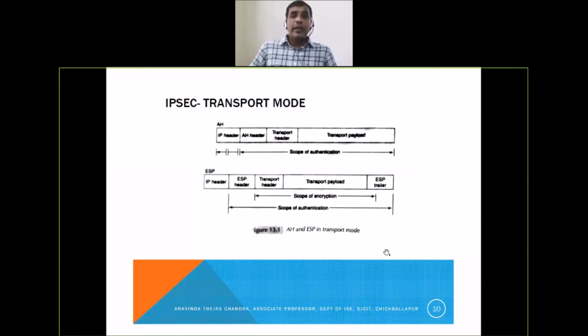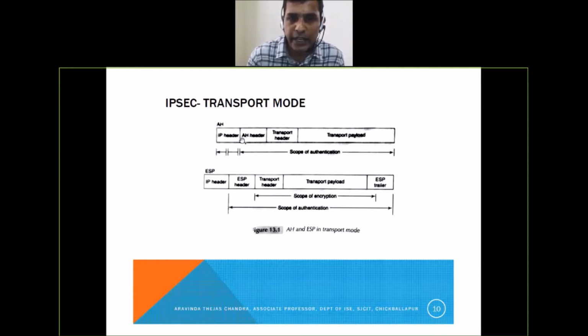So this is what IPsec transport mode is. We are discussing here transport mode, AH and ESP. Next we will discuss tunnel mode, where we will see AH and ESP. If you see IPsec transport mode, this is AH, as I specified here. Here the IP header is there, the transport header is there.